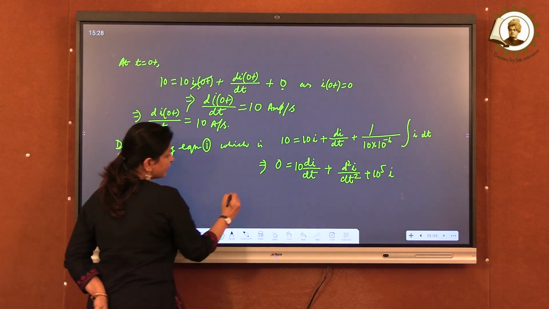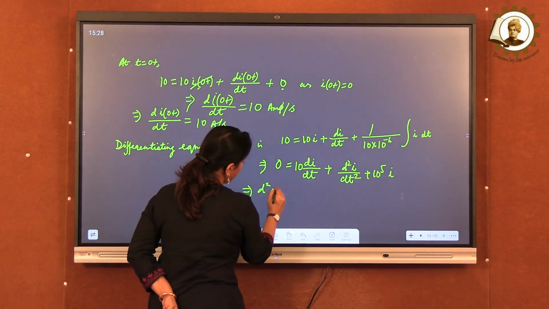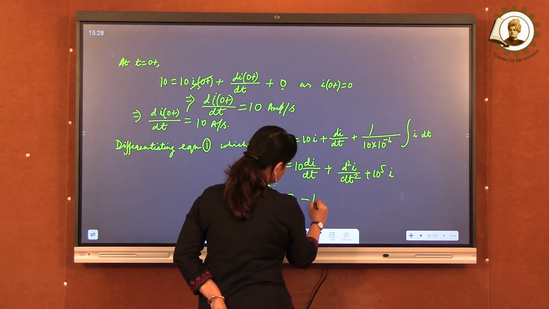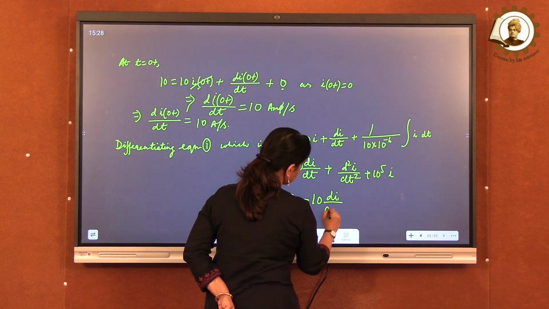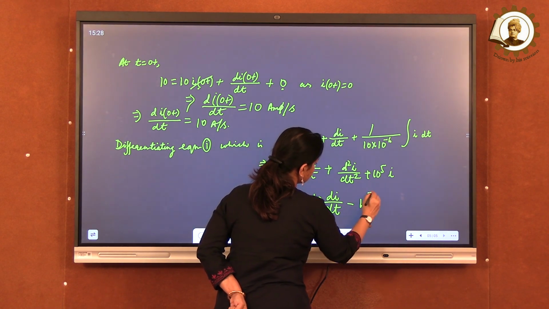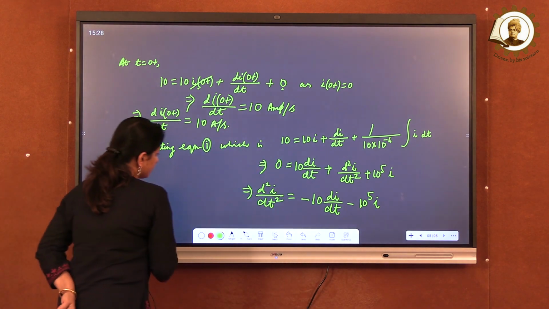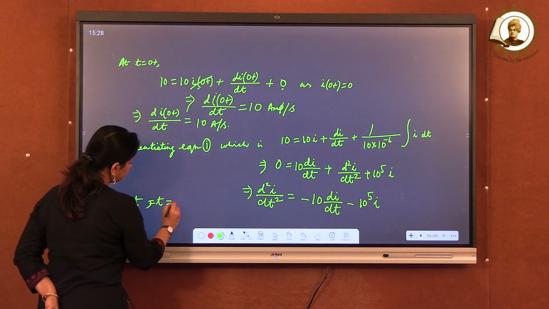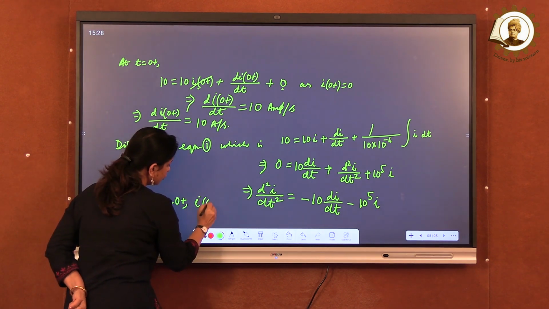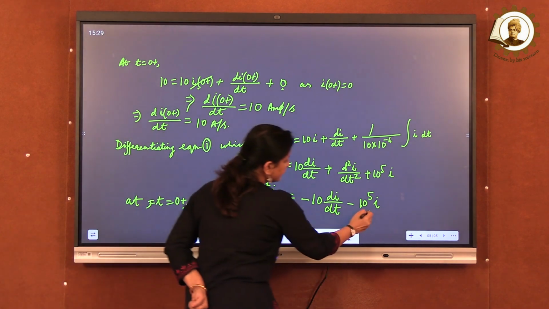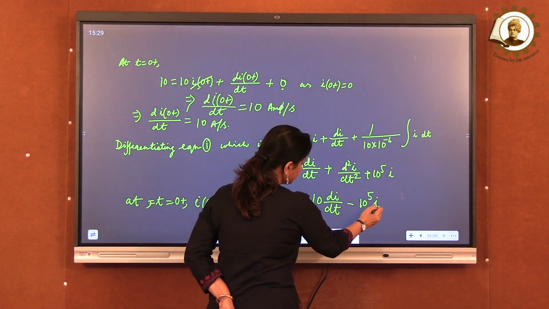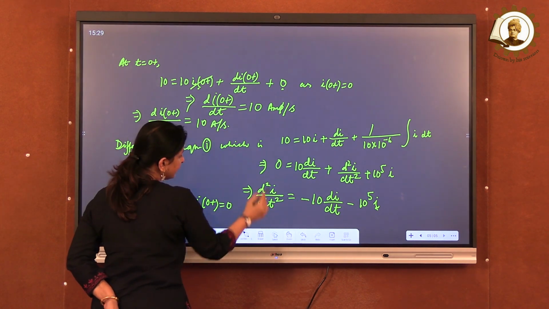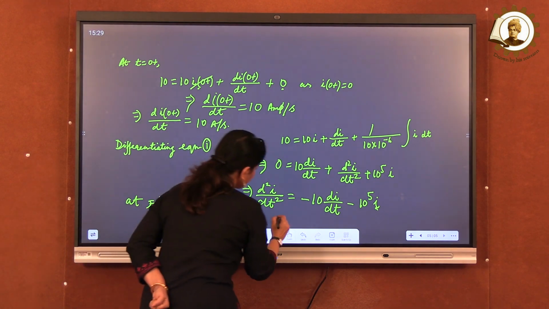So in this equation, d2i/dt2 is equal to... what will happen at t equal to 0+? We have I(0+) equal to 0. So if we put I(0+) here, this term will be 0, and we have obtained our di/dt at 0+ as 10 ampere per second.